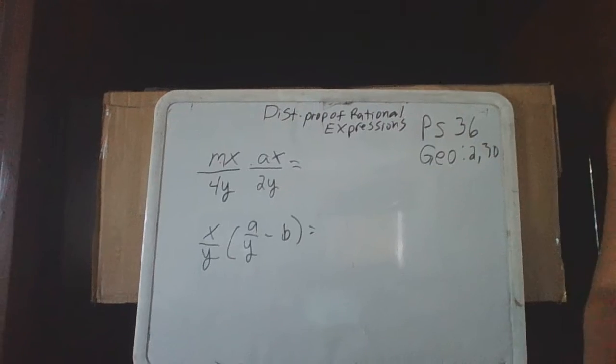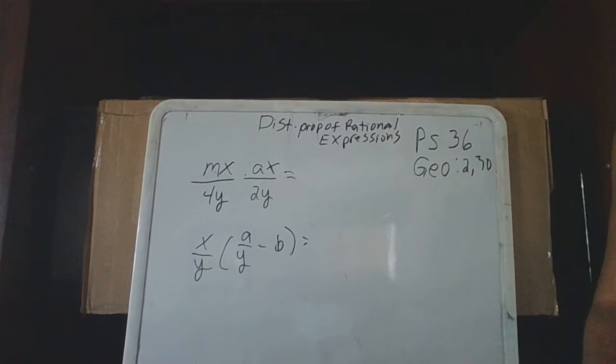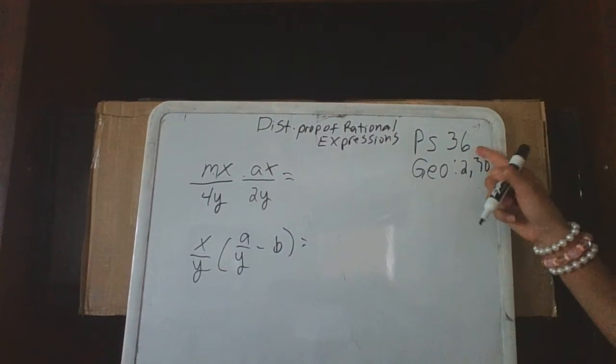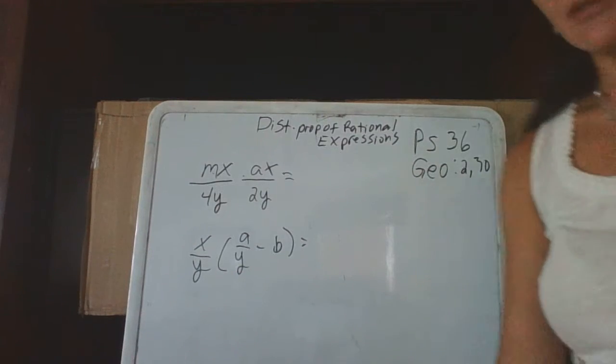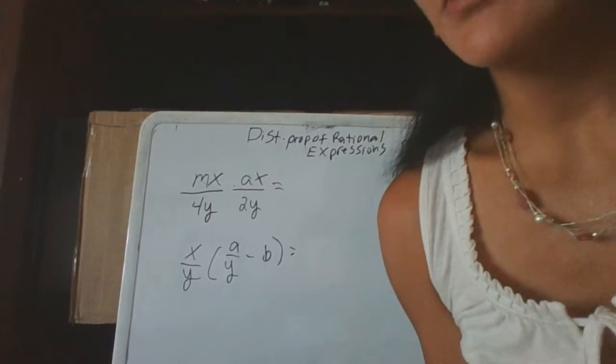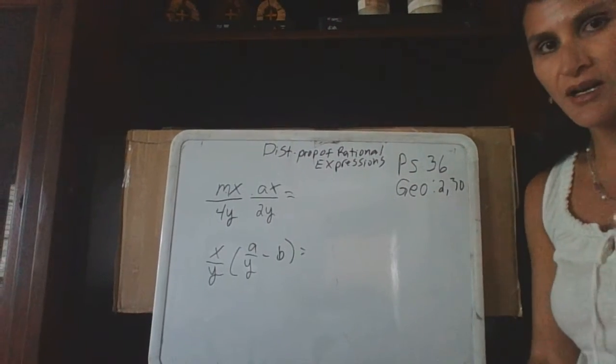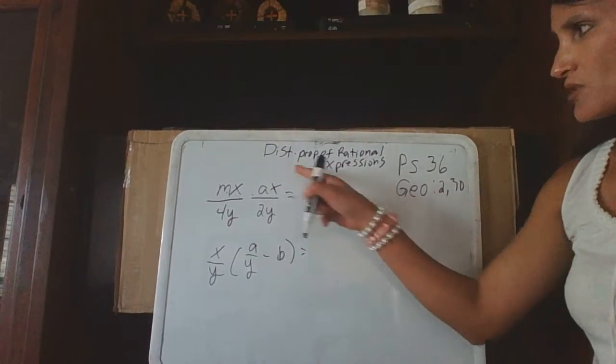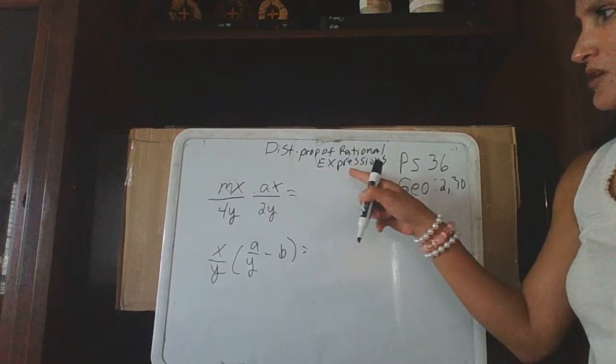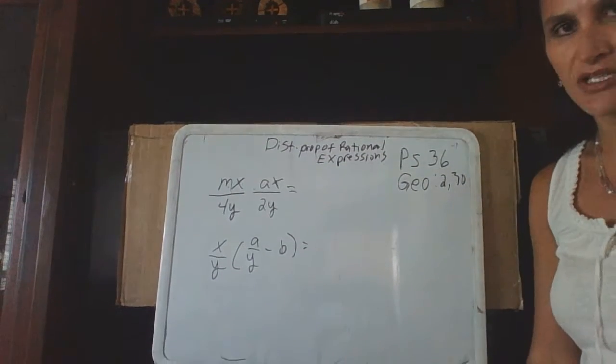Today we're going to be focusing on problem set 36, and I have written on the board Geo number 2 and 30. Okay, so I'm going to move just a little bit so y'all can see better. There you go. That way I can at least see you while I'm teaching. Okay, and I have written on the board, the title is Distribution Property of Rational Expressions.